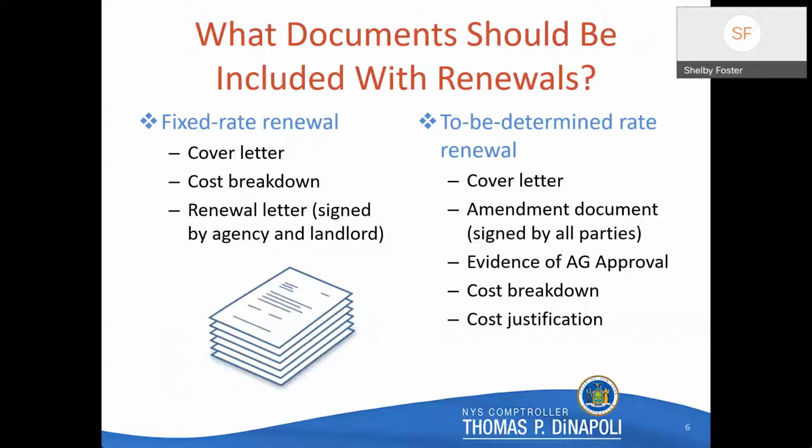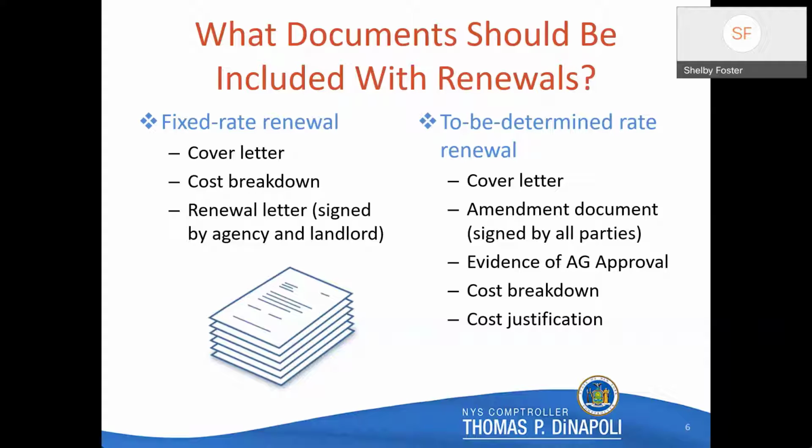For this type of transaction, documents to include in your electronic submission are a cover letter. You would provide a cost breakdown for a fixed rate renewal transaction if there are expenses in addition to the rent paid directly to the landlord under the renewal period that are not predetermined amounts. A renewal letter signed by both parties, acknowledging the renewal option is being exercised. Unlike a to be determined rate renewal, a fixed rate renewal does not require AG approval because the rental rates are already included in the lease terms, where the AG and all other parties have signed their approval and acknowledgement.